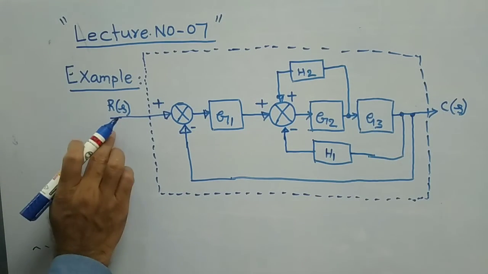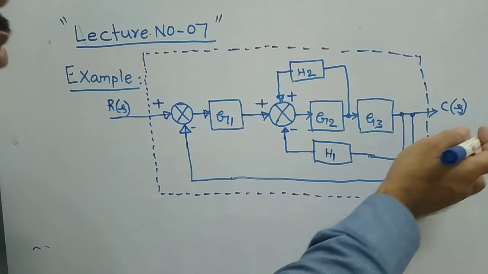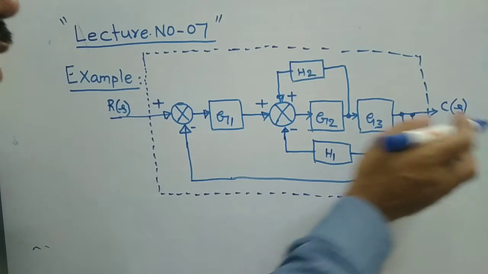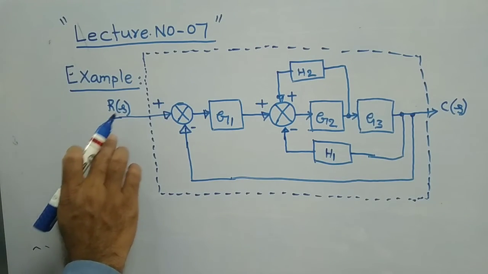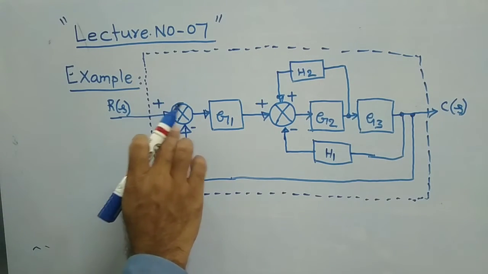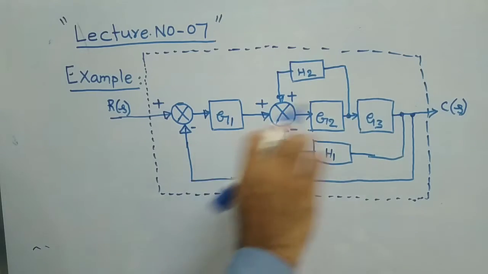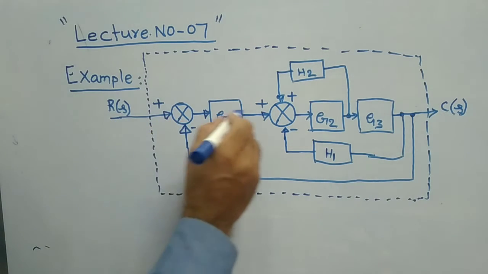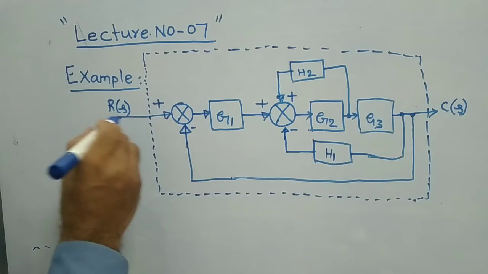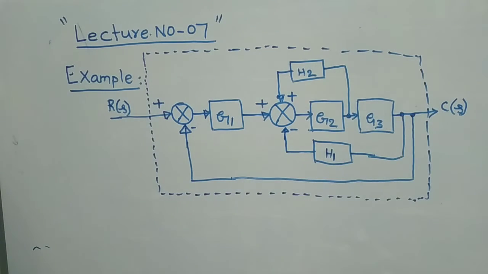Assume that this is your origin point and this is your destination point. If you want to reach your destination from the origin, what are the possible ways you have to see? This is the direct path, means it is a direct forward path basically. That is the first thing you have to remember.